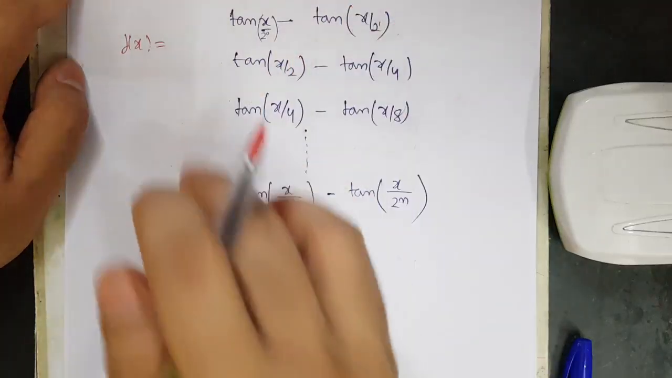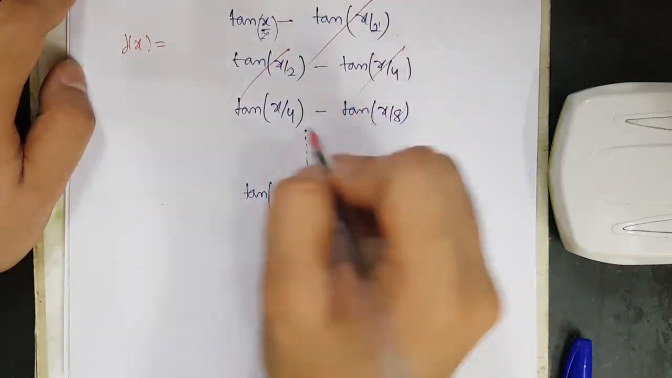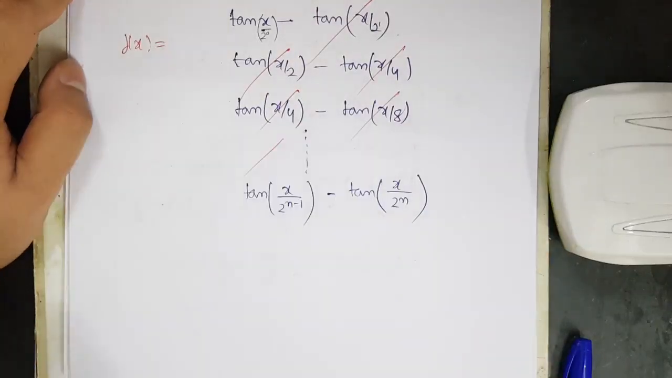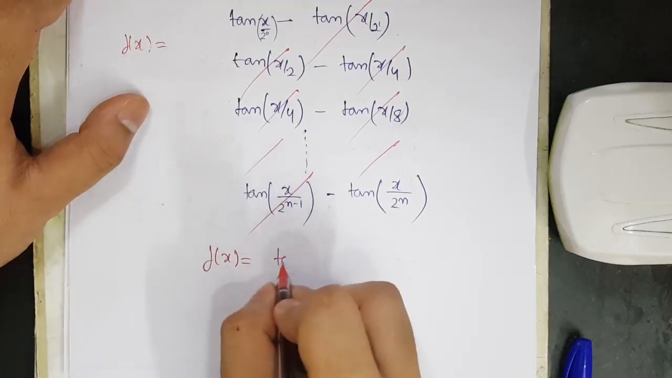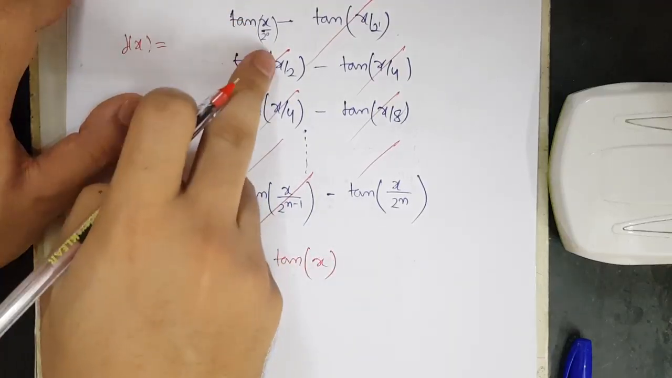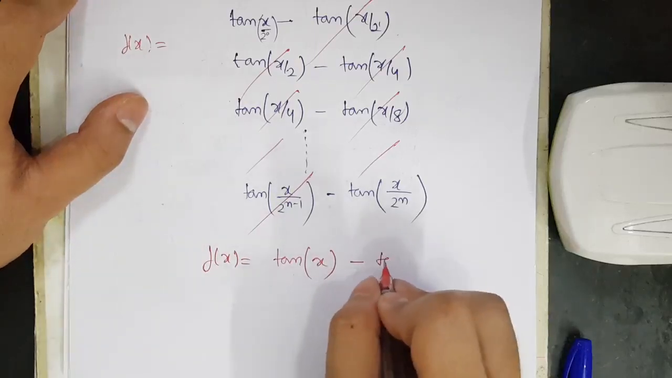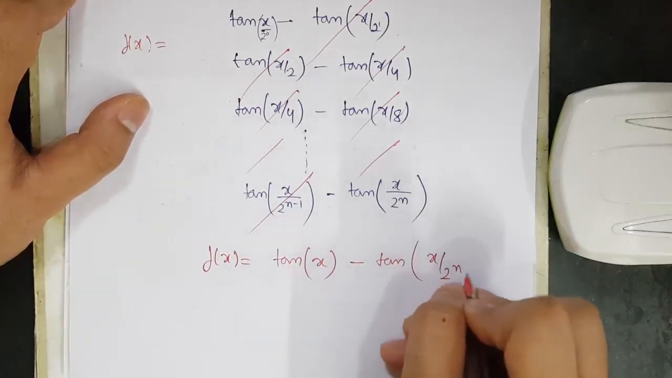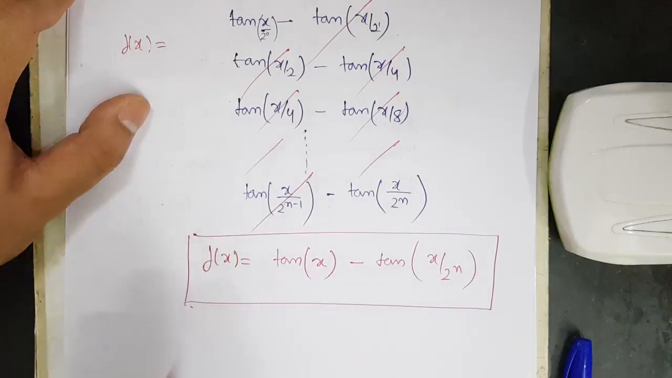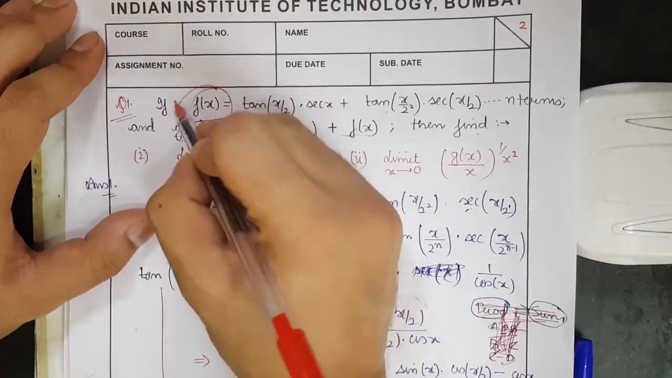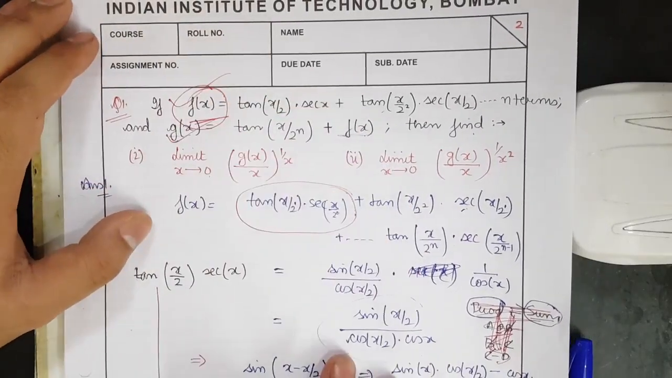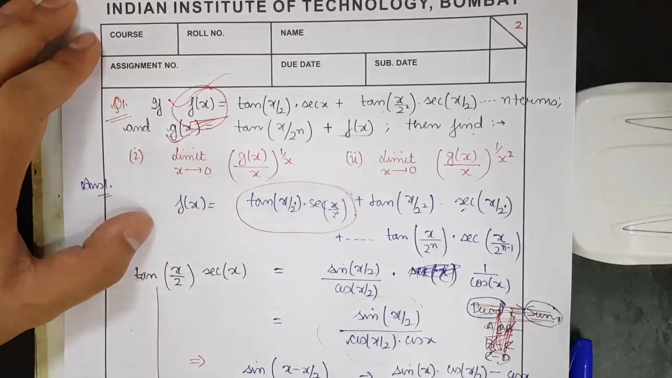Now let us cancel the terms. This term gets cancelled, this term gets cancelled. Similarly, this and this somewhere here get cancelled, and moving on, this will get cancelled. So f of x can be written as tan x by 2 raised to power 0, that is 1, minus tan x by 2 raised to power n. So till now we have just derived the value of f of x. In the question it was given to us that f of x is this and g of x is this. So we need to find the value of g of x now.